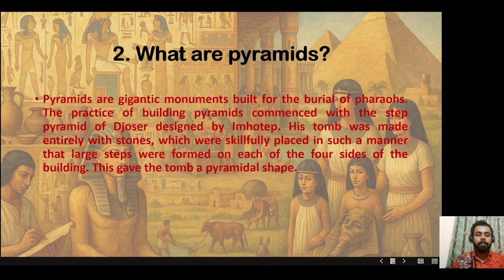What are pyramids? Pyramids are gigantic monuments built for the burial of pharaohs. The practice of building pyramids commenced with the step pyramid of Djoser designed by Imhotep. This tomb was made entirely with stones which were skillfully placed in such a manner that large pyramids were formed on each of the four sides of the building. This gave the tomb a pyramidal shape.